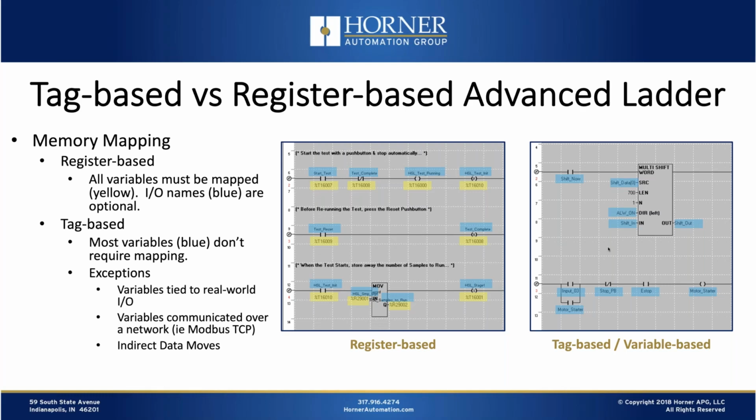And then another scenario would be in the case of indirect data moves, where you're moving data not from point A to point B directly, but you're using pointers from the source to the destination. And so in those scenarios, some mapping will also need to be made. But in general, those are the exceptions. A lion's share of the variables do not require mapping.